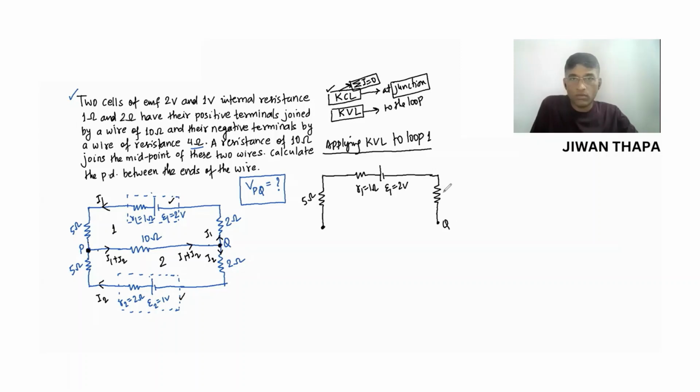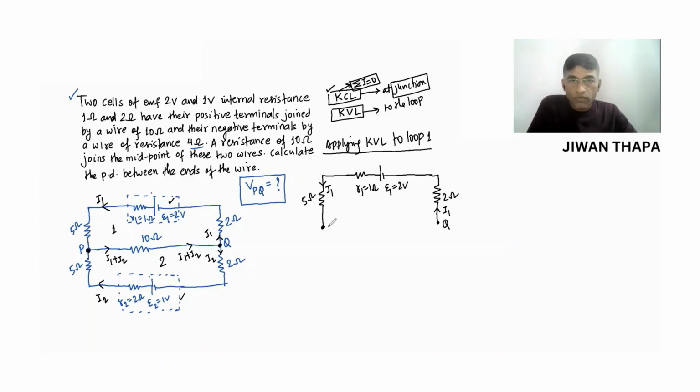This is Q. This is 2 ohm. And in this part of loop 1, we have current I1. You need to understand this. In this part of the loop 1, we have current I1. So I1 is the current given by the cell having EMF E1 equals 2 volt.